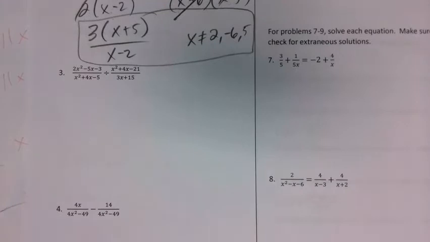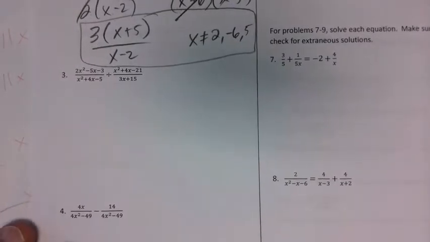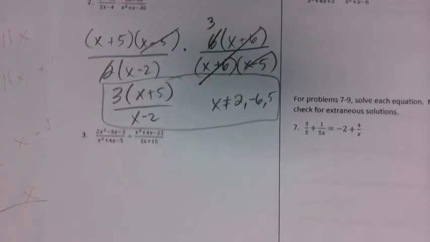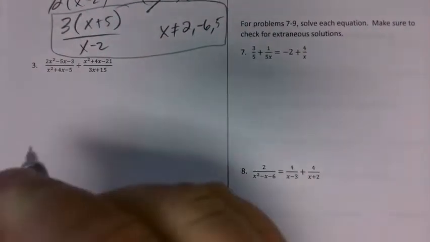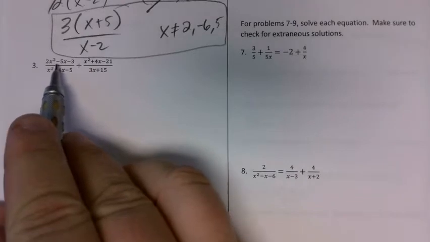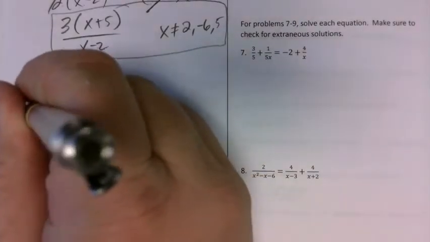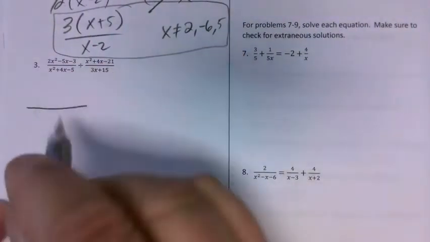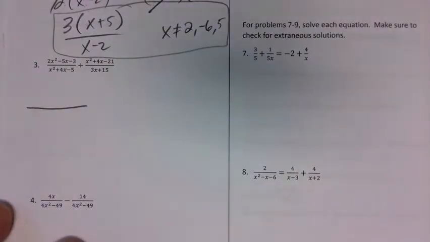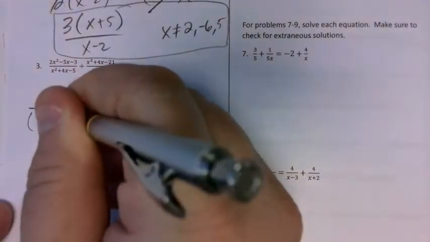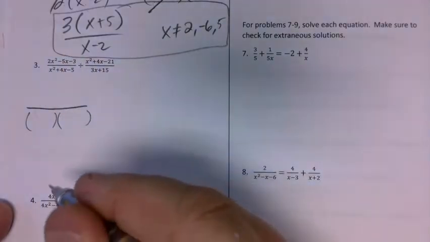Okay. Next problem, division. So I'm going to factor everything because I'm going to have to factor eventually, and it's going to be easier here. 2x squared minus 5x minus 3. So I'm going to factor that. X squared plus 4x minus 5. So that one's easy. I skipped the top because it looks a little harder.